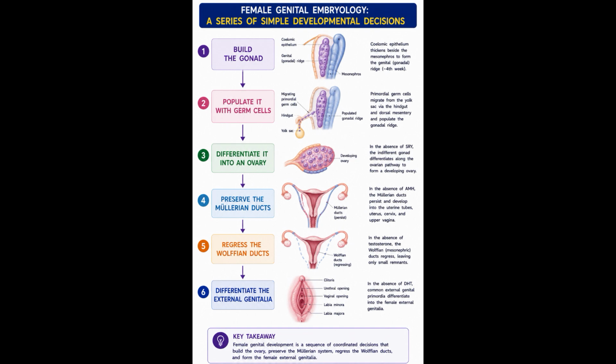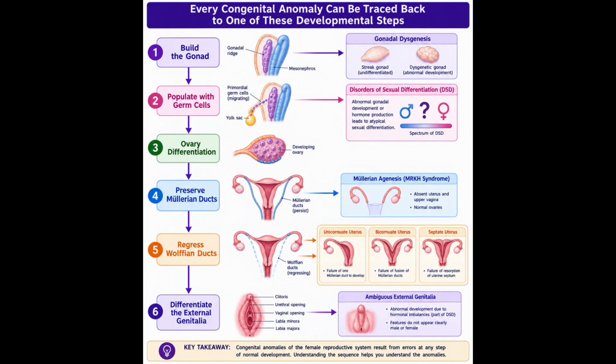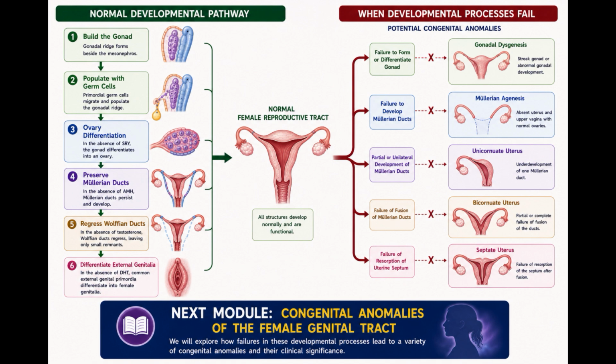Differentiate the external genitalia. Every congenital anomaly that you will study later can be traced back to one of these developmental steps. In the next module, we will see what happens when these processes fail, resulting in congenital anomalies of the female genital tract.